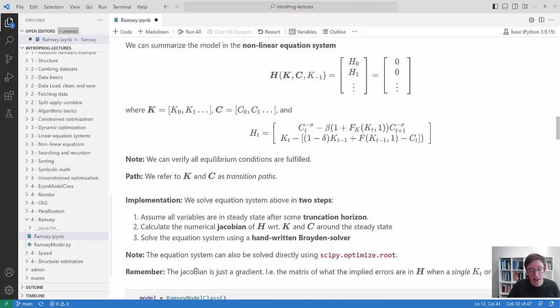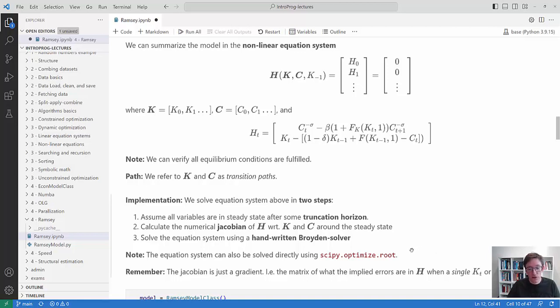The Jacobian is just a gradient, i.e. the matrix of the implied errors in the equation system when a single k or single c changes. So that's what we will be doing.